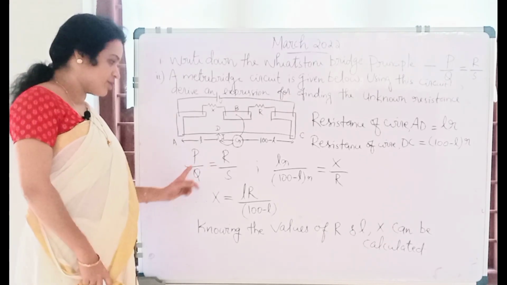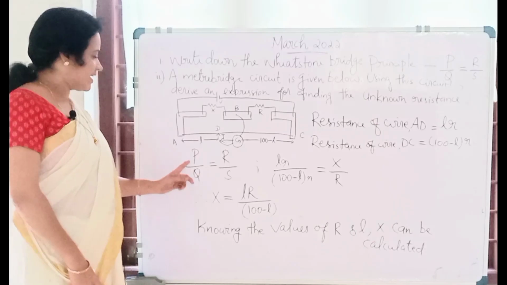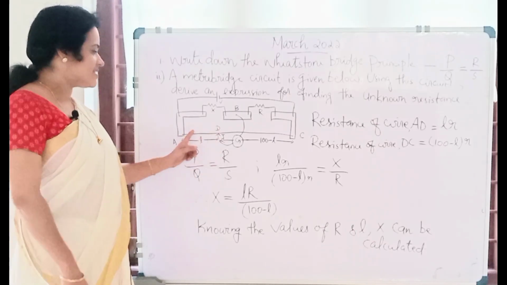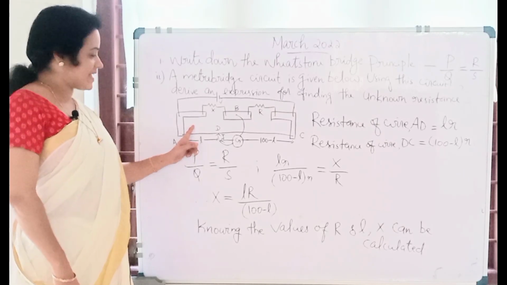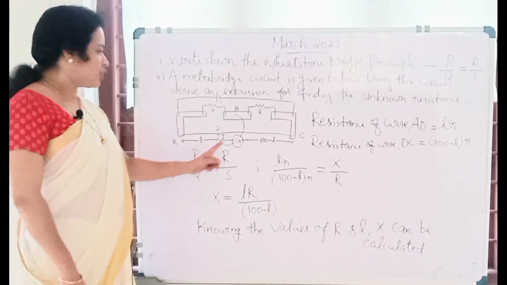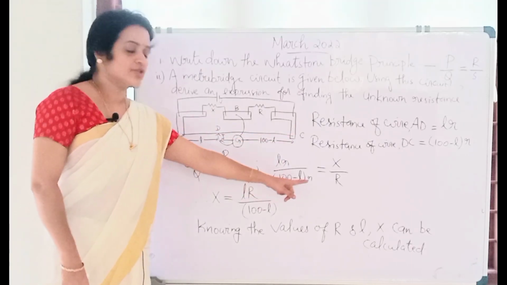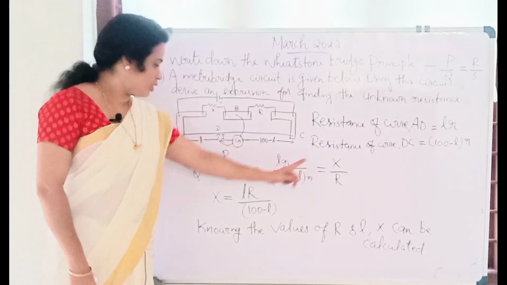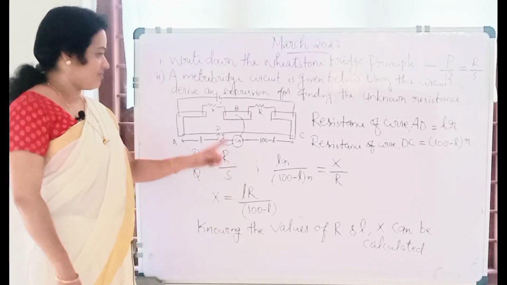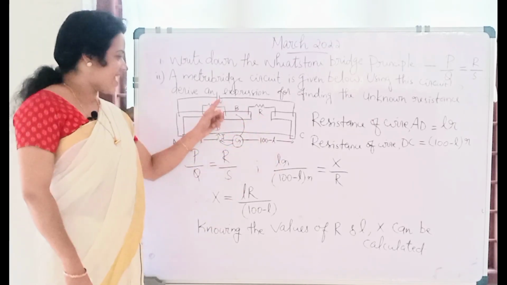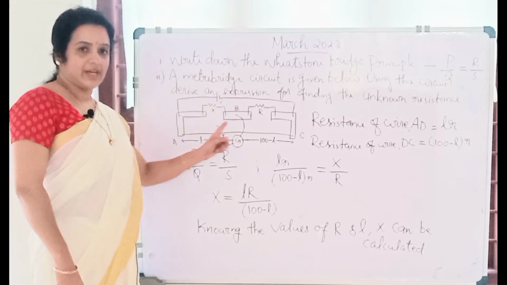That is, P by Q is equal to R by S. So, what will we get? Instead of P, on this side we take this resistance, LR, divided by Q, which is (100 minus L) into R, and that will be equal to r by x. Which one is r? Here, x by r.